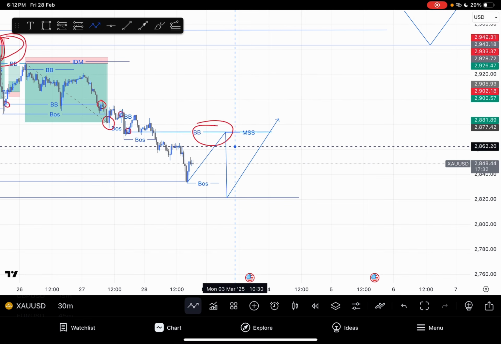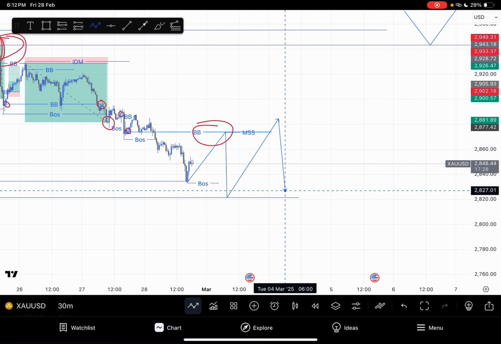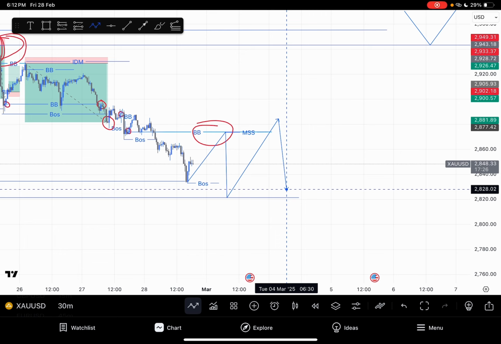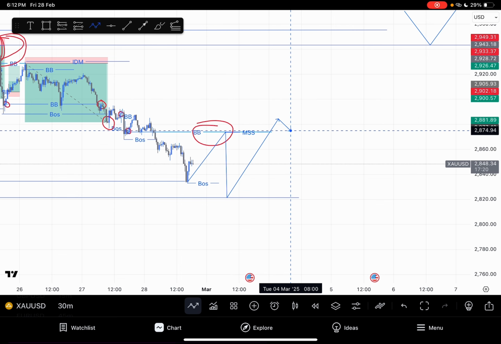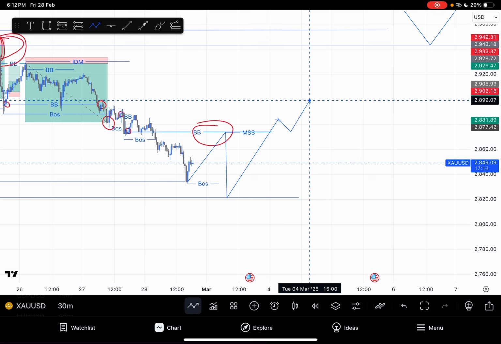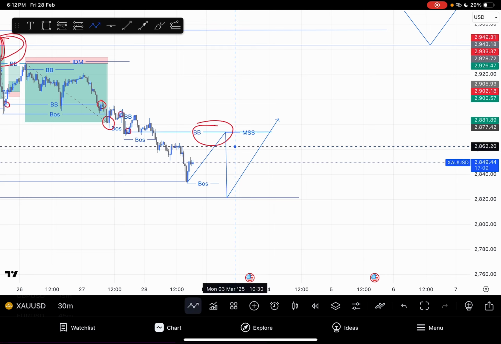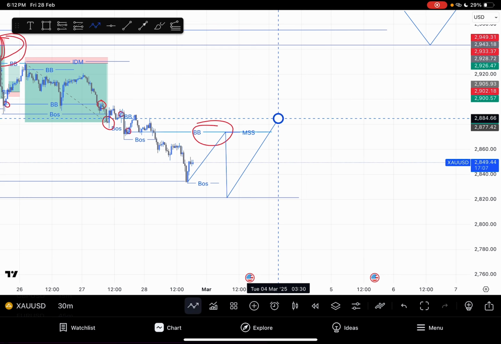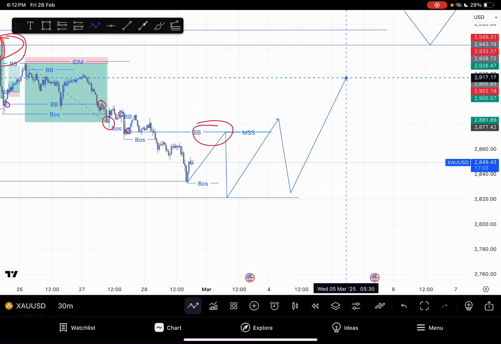Then you see price come down again for the order block. That's if there's an order block here, price will come for the order block. But if there's no order block, but there's a breaker block here, price will just use the breaker block, then keep going higher. But if there's an order block, price will come for the order block before pushing to the upside.